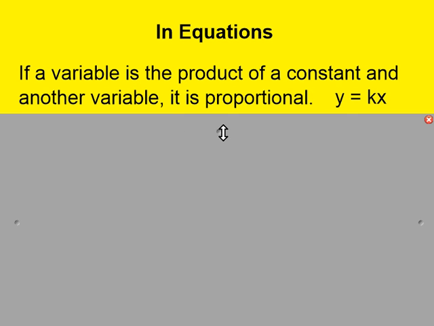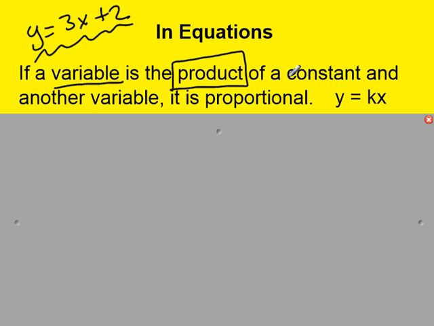Last thing we're going to look at is in an equation. An equation is something like y equals 3x plus 2 kind of thing. These are going to be much, much more important as we move on throughout the year. So in an equation, if a variable, this is a mathy definition again, I know, is the product, means multiplication, of a constant, that's a plain old number, I totally spelled plain wrong. Sorry about that. And another variable, it is proportional.